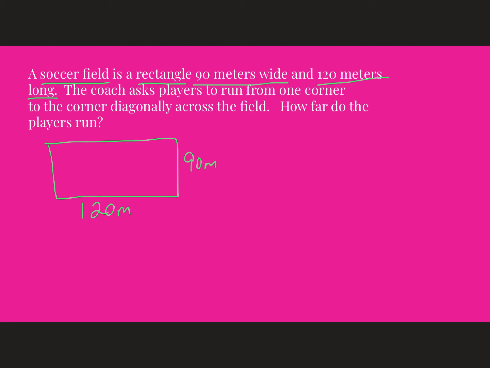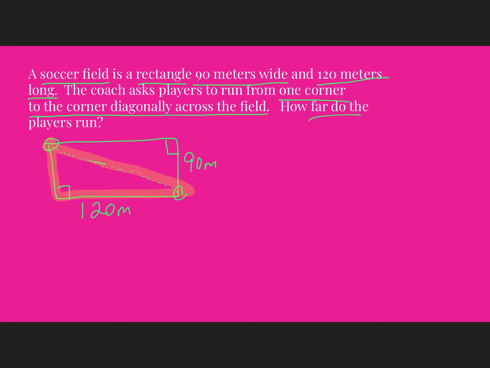So the coach asked the players to run from one corner to the other corner diagonally across the field. So they're running this path right here. Do we see our triangle now? I see a triangle right here and a triangle right here. Both have the same hypotenuse. How far do the runners run? If we're running from this corner up here to this corner down here, then I can see my triangle. I have a nice triangle right here.